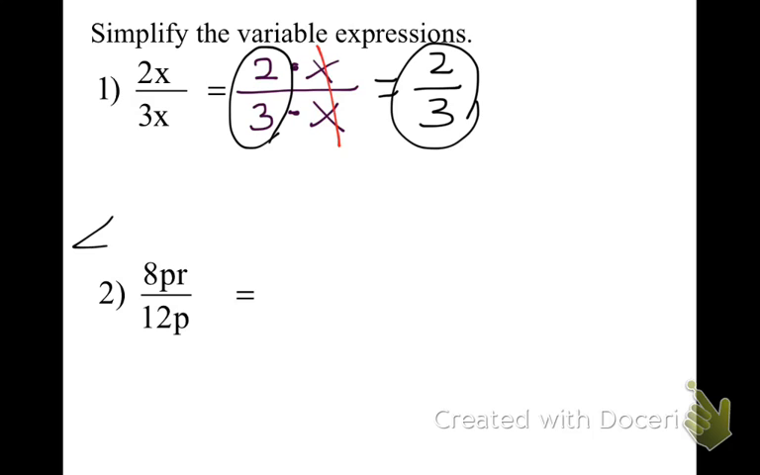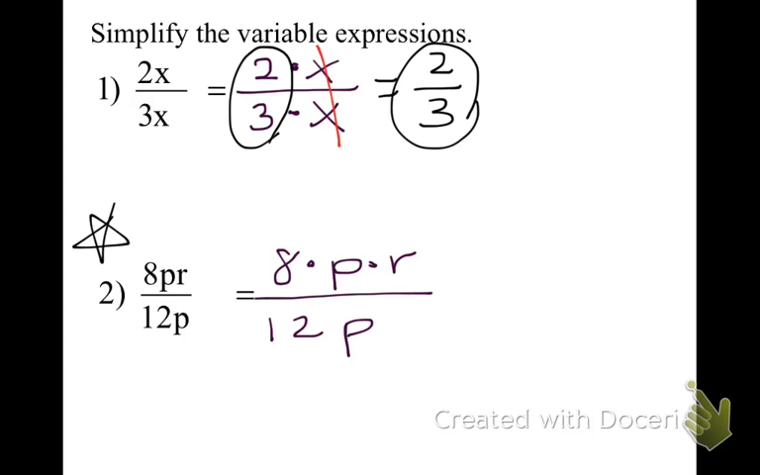Now, go right down number 2. Let's see how we're going to solve number 2. Number 2 is a little trickier. We have constants and we have some variables. So let's expand this out. So first off, we have 8 times p times r all over 12 and a p. Now let's try to figure out our, oops, forgot my multiplication sign.